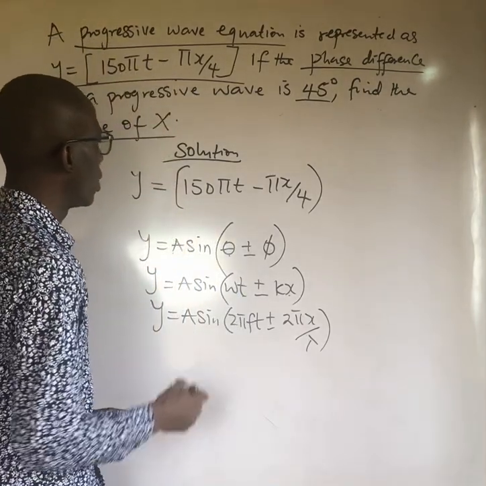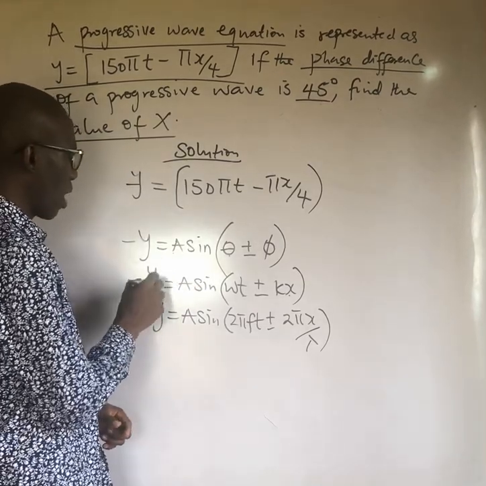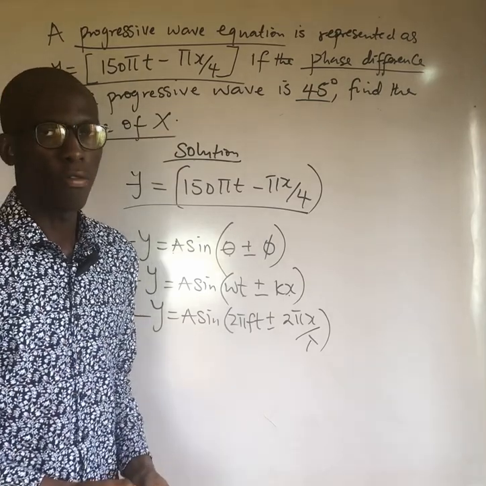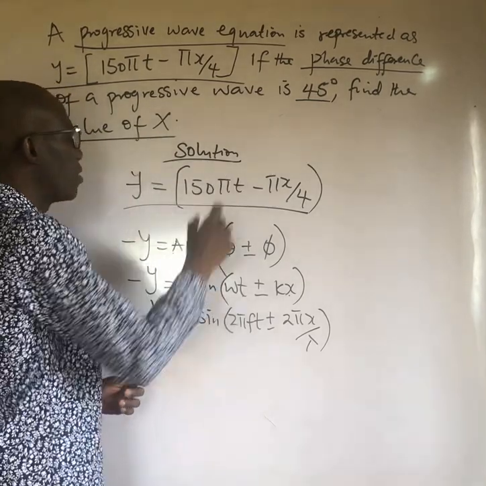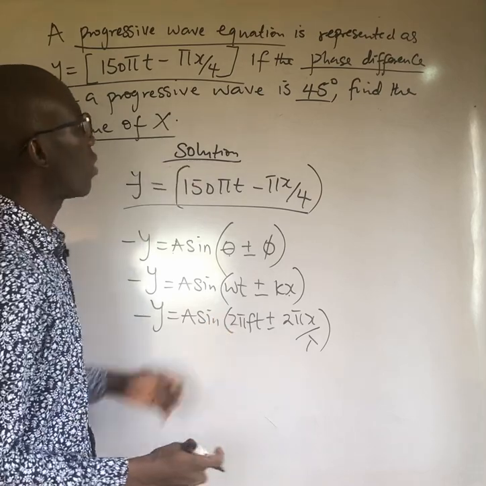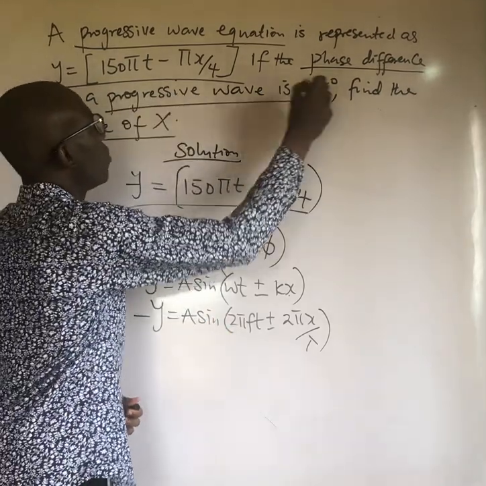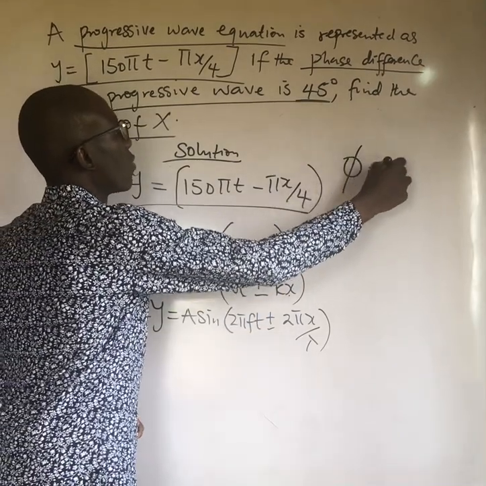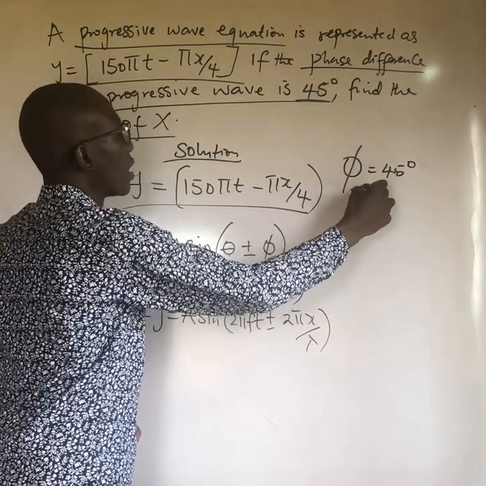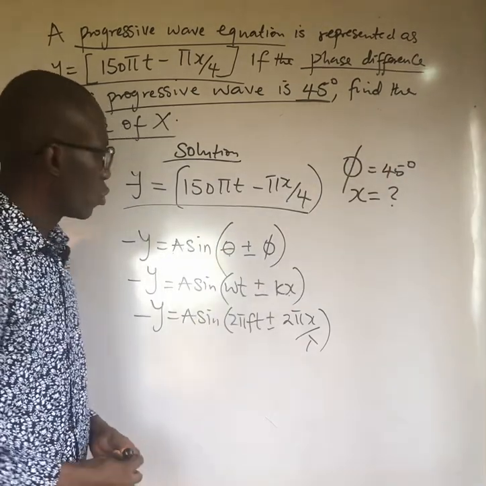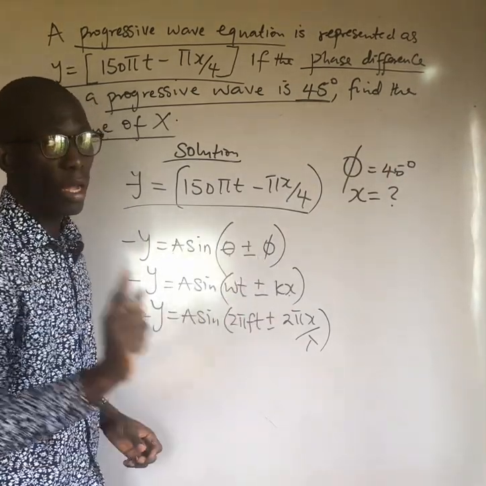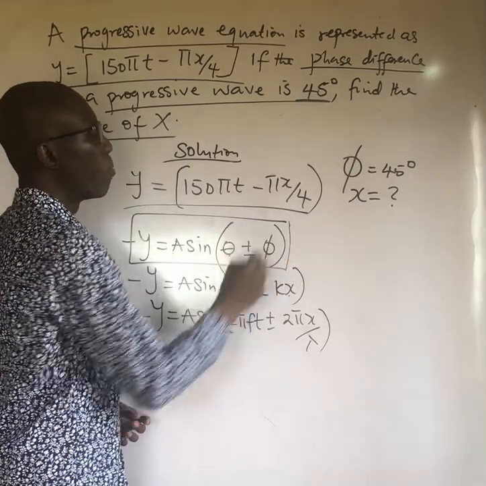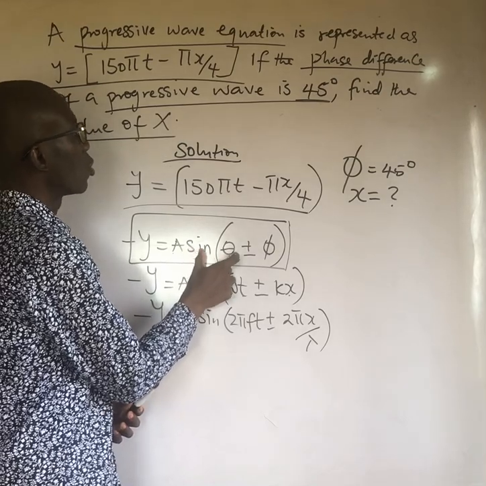All right, so now look at this. This is the equation that was got from the question that was given. So which of these can suit the solving of this problem? Now we are given the progressive wave equation, the phase difference as 45 degrees, and the symbol for phase difference is this, and we're asked to find x, which is not given. So if we look at each of these equations, you agree with me that the best equation to use here is this equation. So we'll map it out. That means I'll be using this to solve this problem.